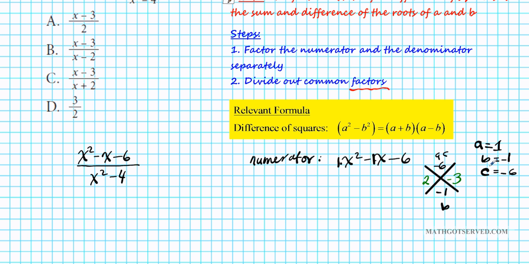Excellent. Now, since a is 1, we don't have to bother factoring by grouping. We can jump straight to the factored state, which is x plus 2. See this 2 right here? Put it in here. And then x minus 3. All right, so that's the factored state of the numerator. What do we do next?